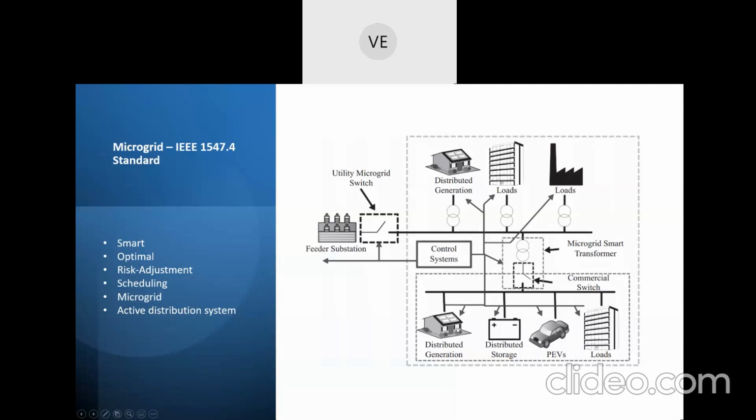You can see here, the bottom one is a subsystem having a separate isolating switch, which is known as the commercial switch. And to isolate the whole system, we have a centralized switch, which is a utility microgrid switch. So from the utility side, we can even completely isolate or island this system, or we can have a local islanding process also by using the commercial switch.